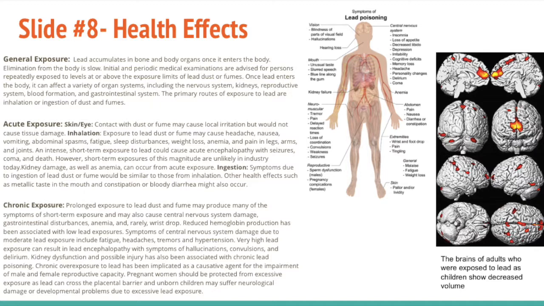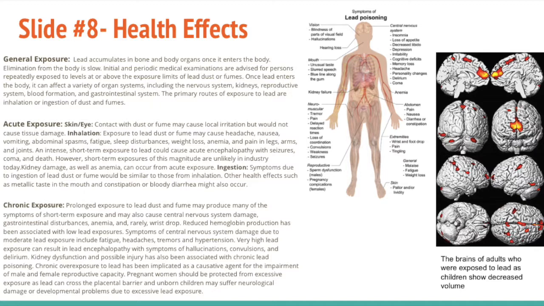An intense, short-term exposure to lead could cause acute encephalopathy with seizures, coma, and death. However, short-term exposures of this magnitude are unlikely in industry today. Kidney damage as well as anemia can occur from acute exposure. Ingestion. Symptoms due to ingestion of lead dust or fume would be similar to those from inhalation. Other health effects, such as metallic taste in the mouth or constipation or bloody diarrhea, might also occur.